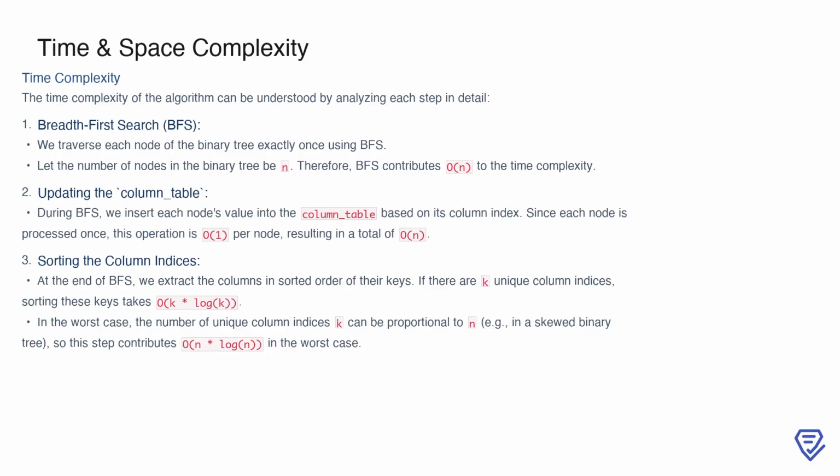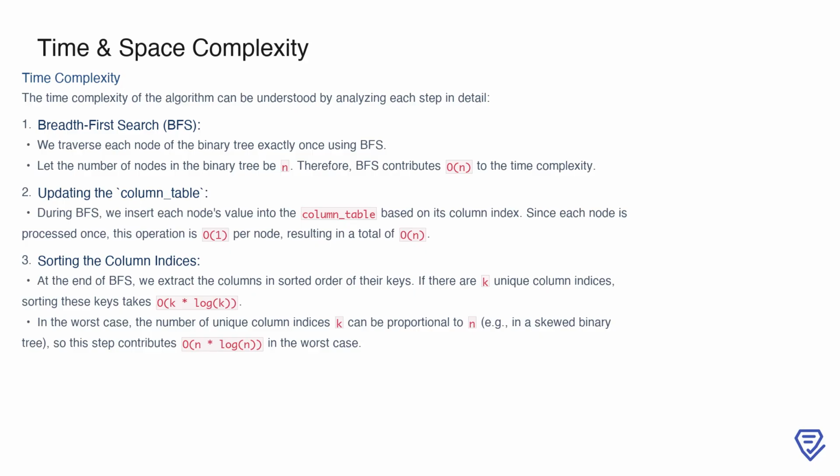To analyze the time complexity of the binary tree vertical order traversal algorithm, we start by breaking it into its key components. First, the breadth-first search, or BFS, processes every node in the binary tree exactly once. If the tree contains n nodes, this means BFS contributes O(n) to the time complexity because each node is visited just once. Next, during the traversal, we update the column table by inserting each node's value into a dictionary-like structure based on its column index.